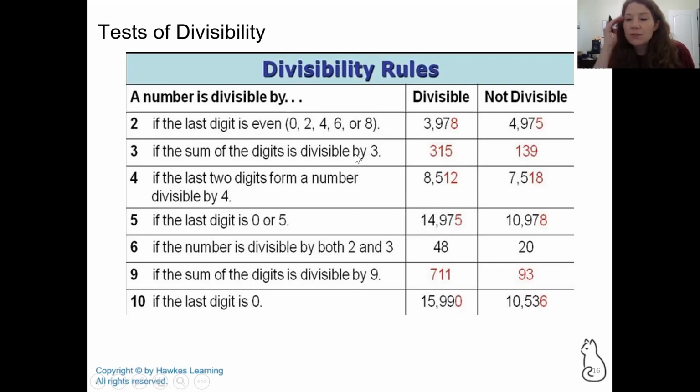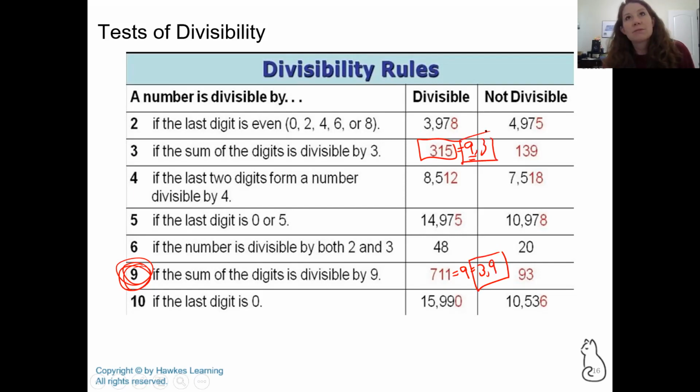3, I use a lot. Those are quick to do in your head. Basically, you take all 3 numbers and you add them up. So 3 plus 1 is 4, 4 plus 5 is 9. If the sum of the numbers is divisible by 3, that means the whole number is divisible by 3. That is exactly the same rule for the number 9. If the sum of the numbers is divisible by 9, that means the whole number is divisible by 9. Anything divisible by 9 is also divisible by 3, and vice versa.